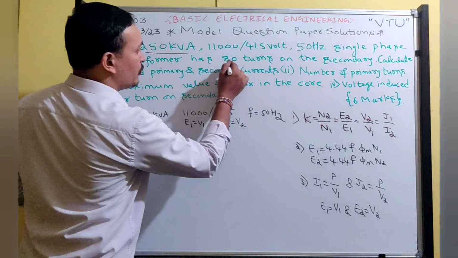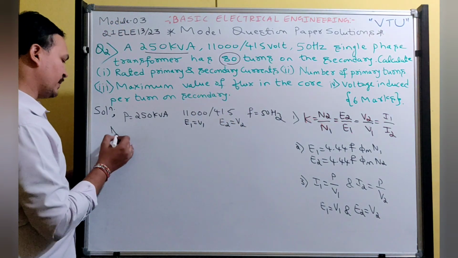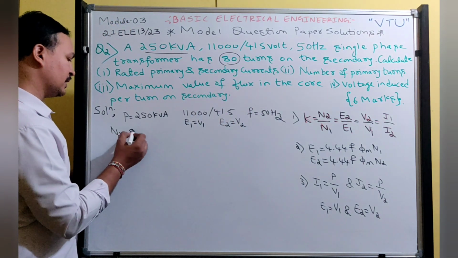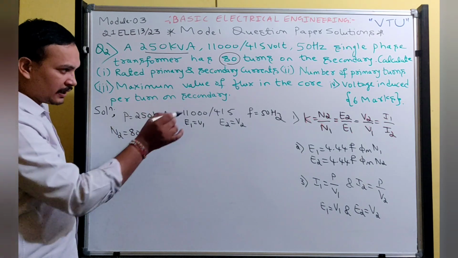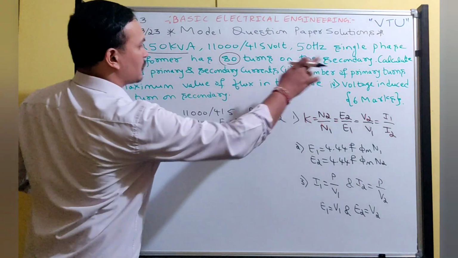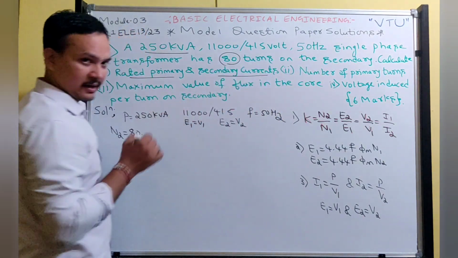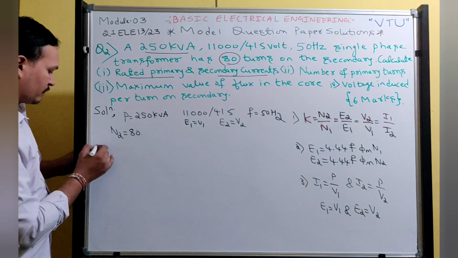The transformer has how many turns on the secondary? 80 turns. The number of secondary turns is 80. So these are the data given. Using this data, they are asking to calculate, first question, the rated primary and secondary currents. So we can solve that.